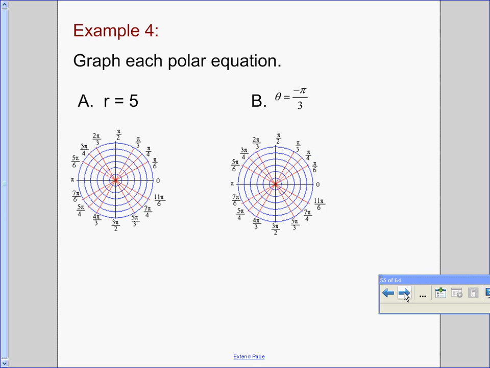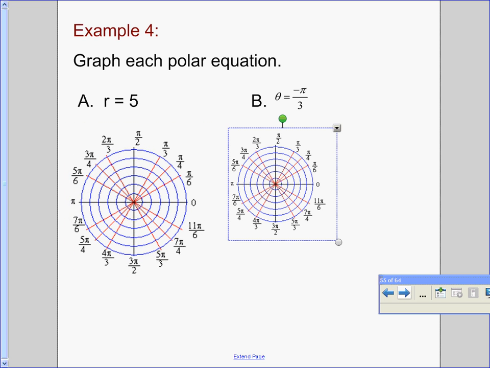All right, and we have one last example. On this one, we're just going to graph some simple ones. Later, we're going to do some more complex ones. So what we have is r equals 5. So this is actually going to be a graph. Let's just enlarge this a little bit.